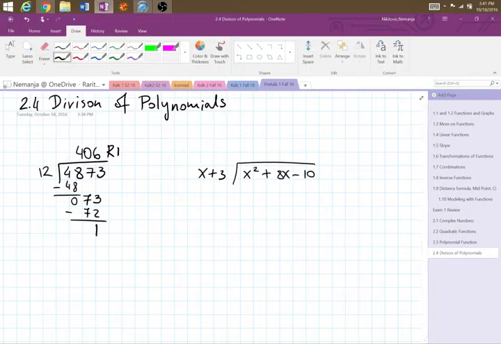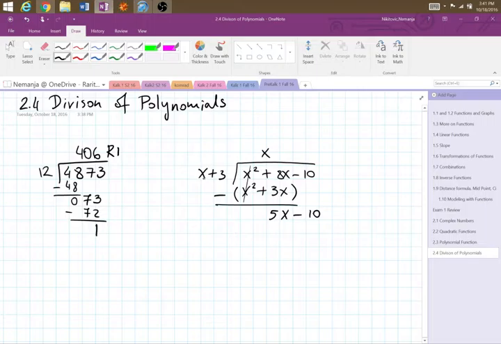So the first thing I write is x. We know what we did when we wrote 4: you multiplied 4 times 12 to get the 48. Now you will multiply x times x plus 3, which is x squared plus 3x. You subtracted 48, therefore you get to subtract this one. x squared will die because x squared minus x squared is 0. And you have 8x minus 3x, which is 5x, and we drop down minus 10.